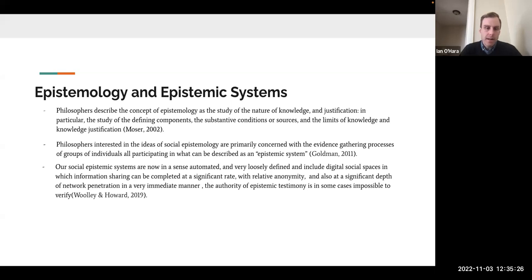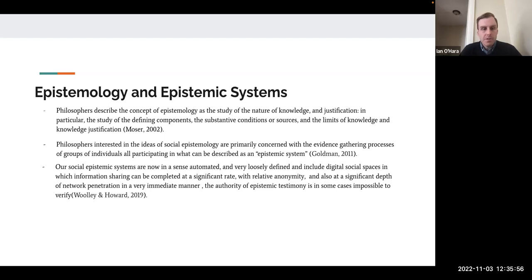And we can also share it at a significant depth of network penetration. You can share multiple times immediately, as many times a day as you want in some cases. And within epistemology, there's the concept of testimony. So a lot of the way that human civilization has developed has been through testimony, sharing information amongst one another, the wisdom of the crowds sort of concept.